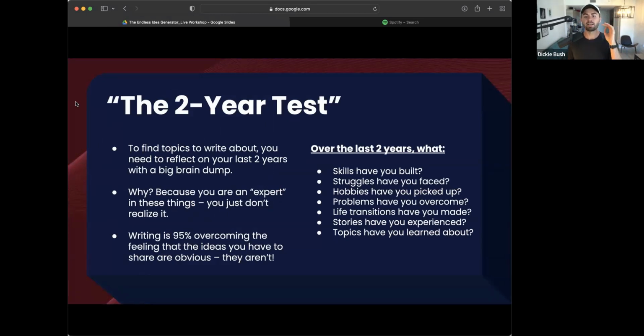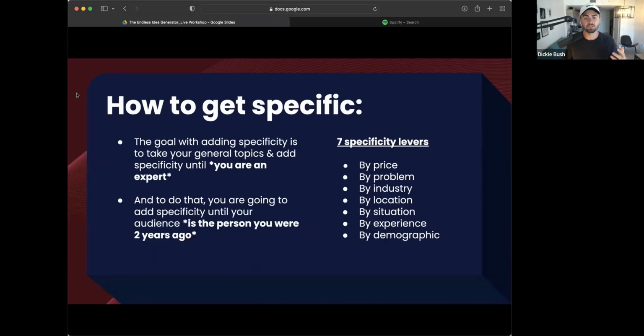The 2-year test, finding the topics that you are credible enough to write about, reflecting over the last 2 years: skills, struggles, transformations, hobbies, stories, topics. It's all there. What I like to do, I don't have my journal next to me, but I take 1 page, I put 2-year test at the top, and I brainstorm a big list, as many of these as possible. Once you start to give yourself the ability to get those ideas out, they're going to start to flow.